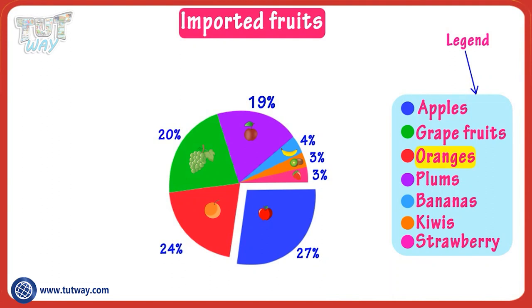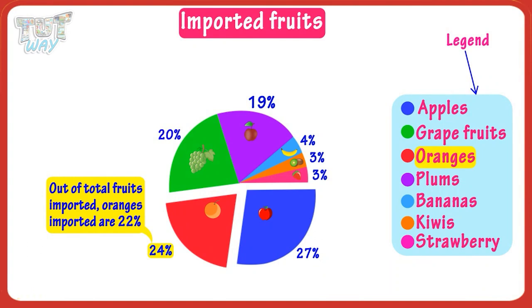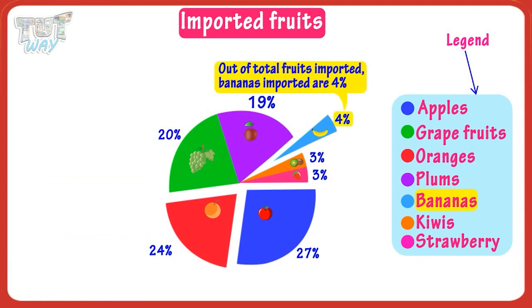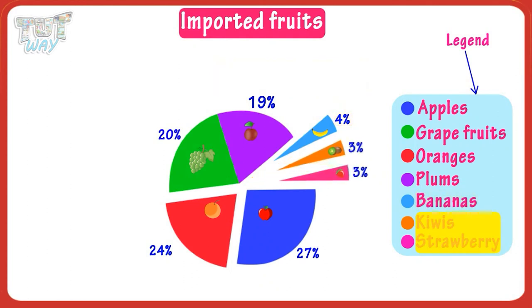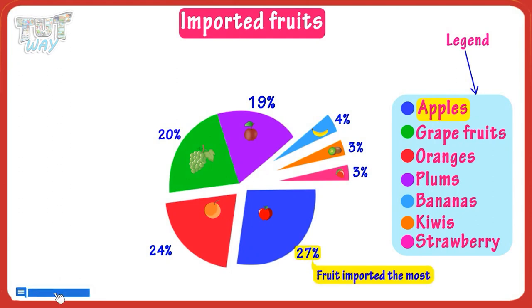The percentage of oranges imported out of total fruits imported is 24%. The percentage of bananas imported out of total fruits imported is only 4%. And fruits which are imported least are kiwi and strawberries. And their share out of total fruits imported is only 3% each, which is least of all fruits. And the fruit that is imported the most is apples, which is 27%.